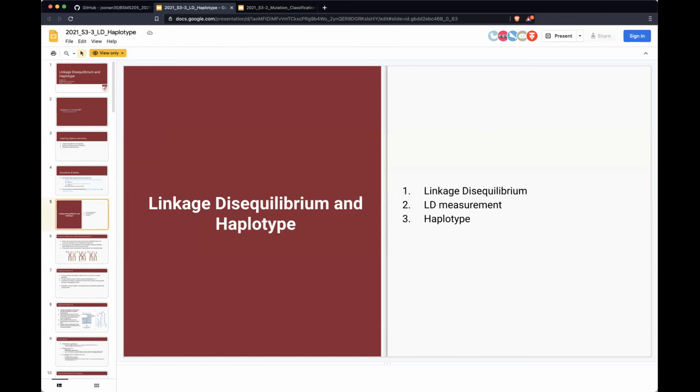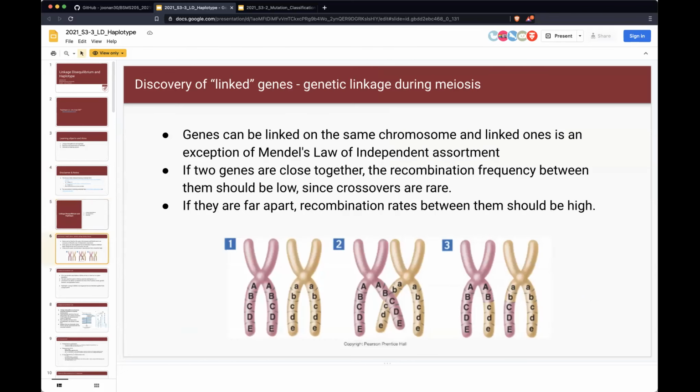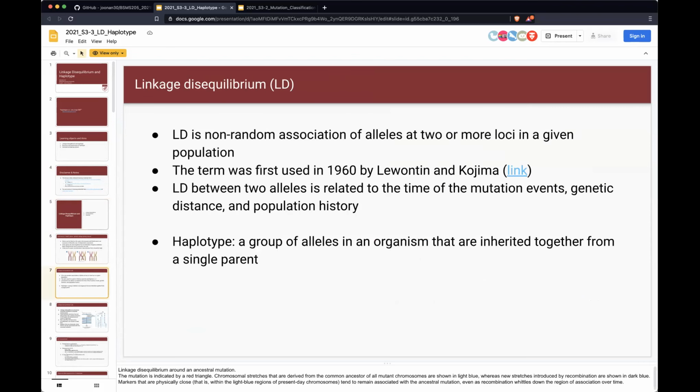Okay, so LD and haplotype. As we learned in session 2, the alleles or genes are linked together, and they are sometimes transmitted together during meiosis, and they are segregated to the next stage. And we know that this is the denial of the second law of Mendelian inheritance, and we call this phenomenon linkage, or genetic linkage. So LD represents the situation of how this genetic linkage happens in our genome.